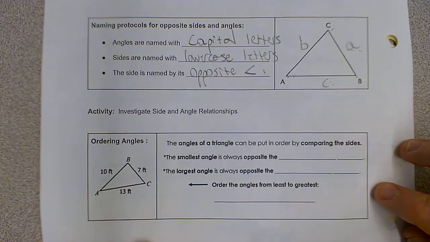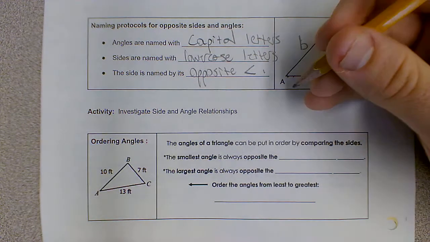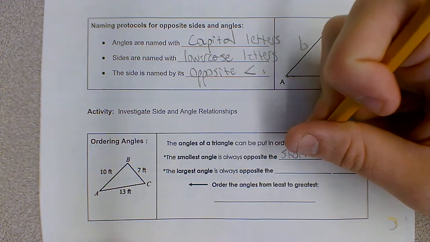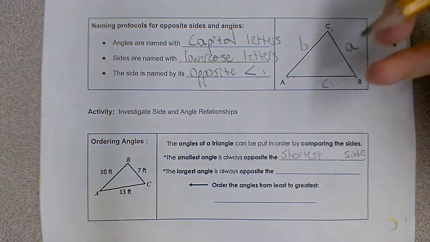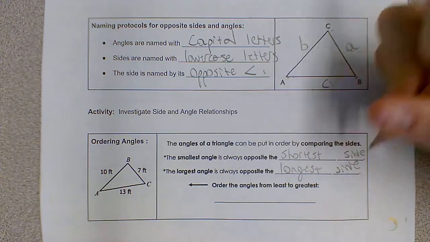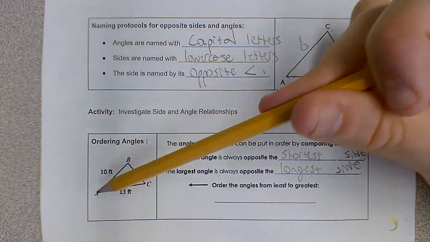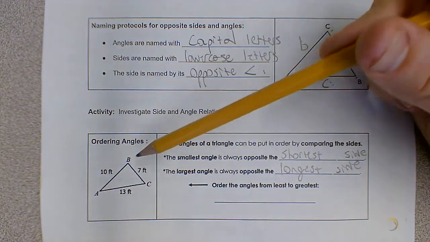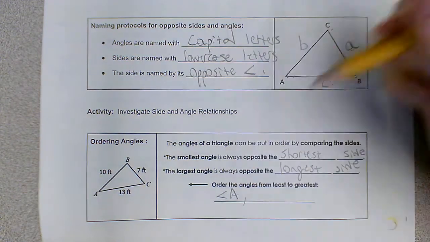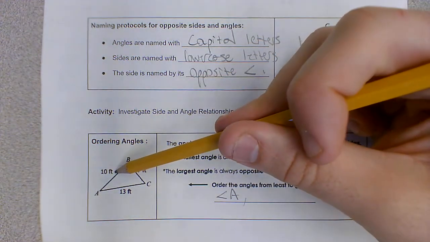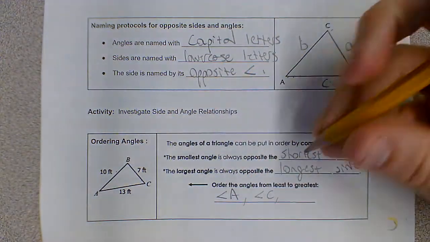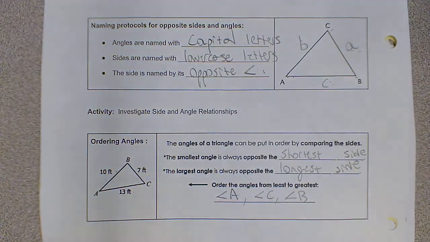So we have something here with ordering angles. The smallest angle is always opposite the shortest side. The largest angle is always opposite the longest side. So we can actually order the angles from least to greatest by looking at their opposite sides. Angle A is across from 7 feet, so angle A is the smallest angle. The middle side is 10. That's going to be angle C is our middle angle, and our widest angle is B because it's across from the longest side.